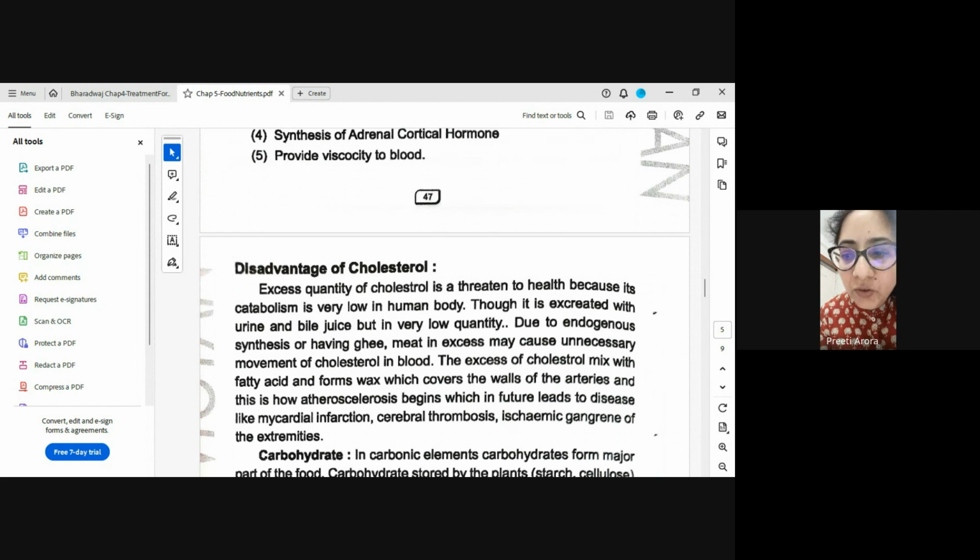Then there are two types of cholesterol. One is LDL and one is HDL. LDL is low density lipoprotein and HDL is high density lipoprotein. We call HDL a good cholesterol because it is acting as a carrier, and LDL is depositing inside your body. So that is the reason why it is called a bad cholesterol.